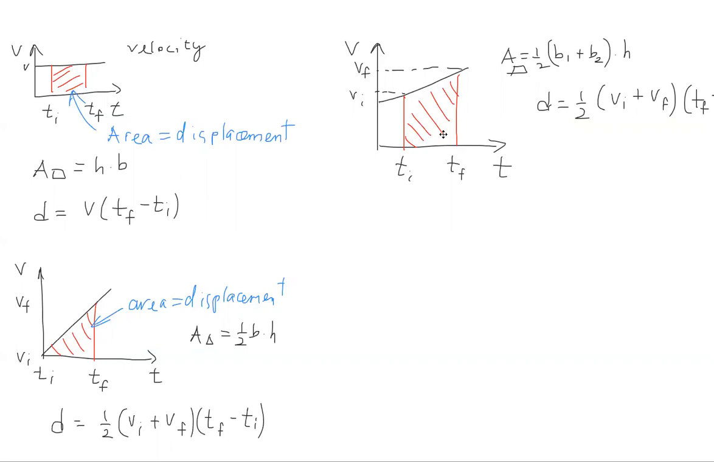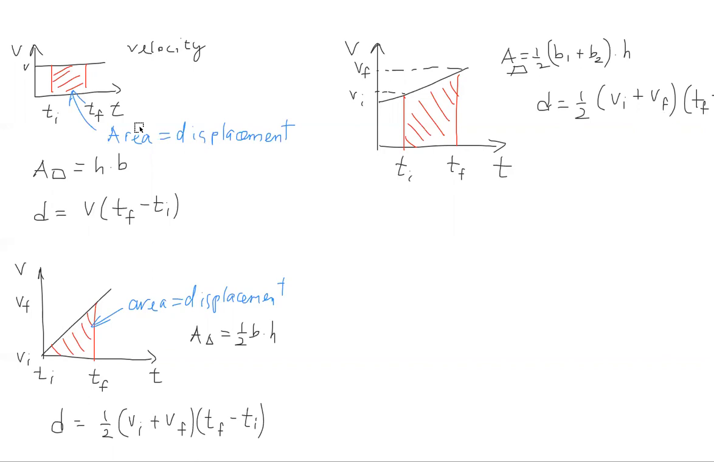Trapezoid is a truncated triangle. So we cut off part of this and it became a trapezoid. But if you don't, then you have a triangle. So thus the formulas for the areas must be the same.